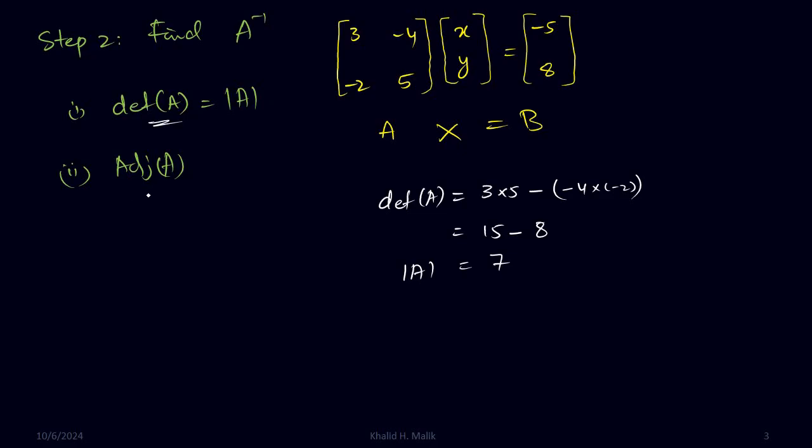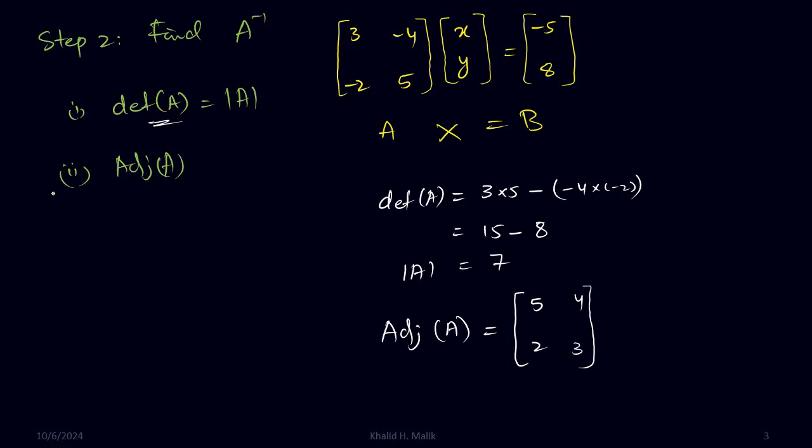So for the adjoint of A, observe that we have just a 2 by 2 matrix, so we can find its adjoint easily. Just what we have to do, we have to replace these diagonal elements, and this is the A11 position, and this is, for example, the A22 position. So we have to replace these two elements, and we have to change the sign of these two elements. So the adjoint of A becomes 5, 4, 2 and 3.